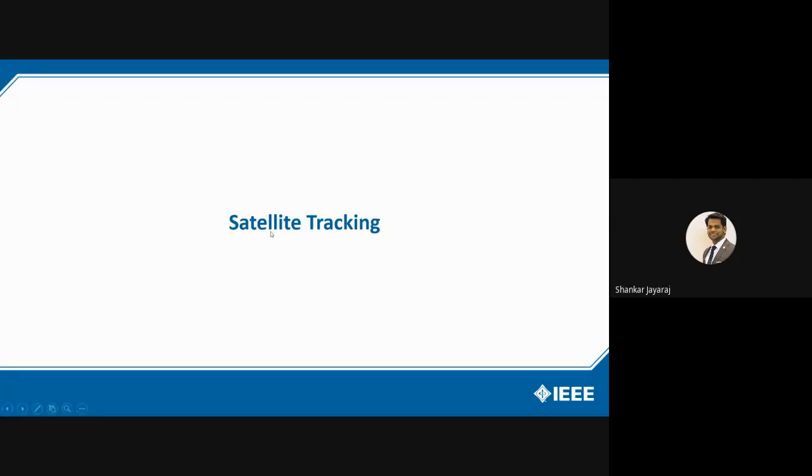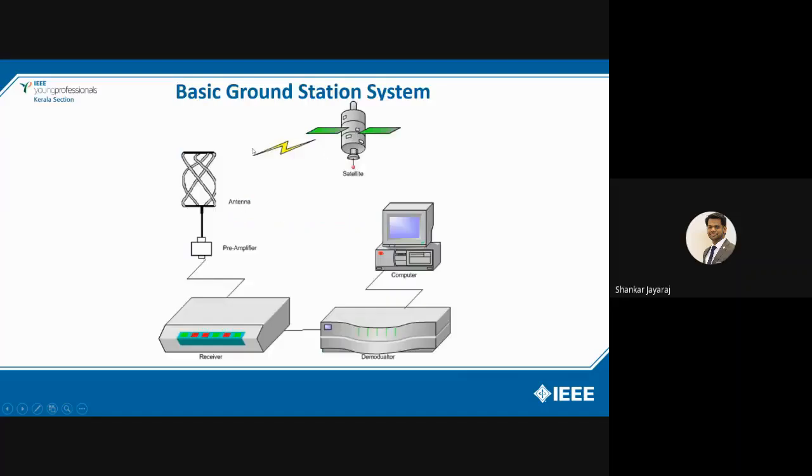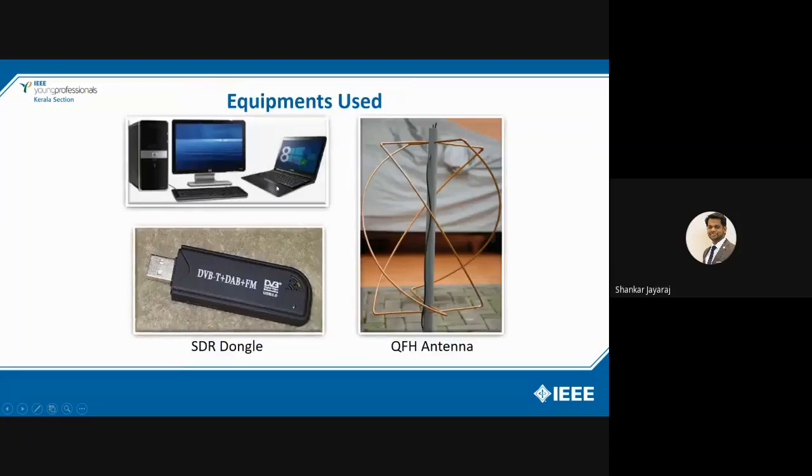So this satellite tracking is a basic ground station system where this is a satellite and you track it with a helix antenna. It will use a software defined radio kit, connected to the computer. This is the basic structure of it, and I will show you the kit here. So you need to have a computer.